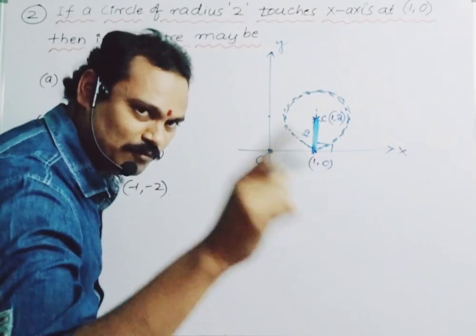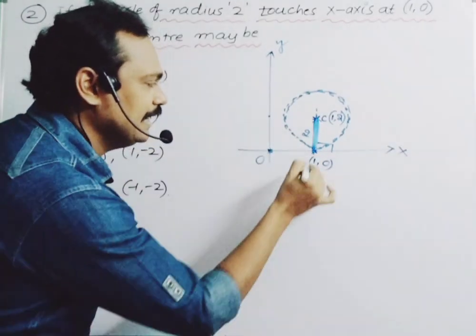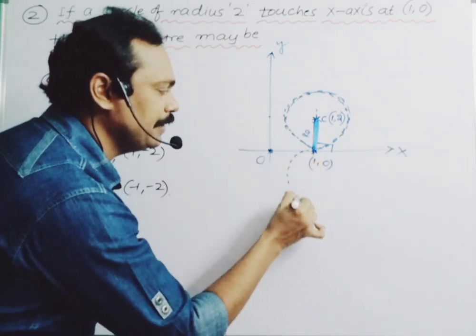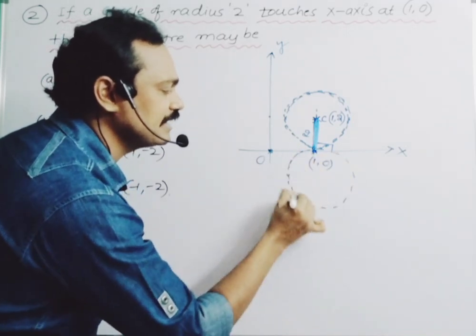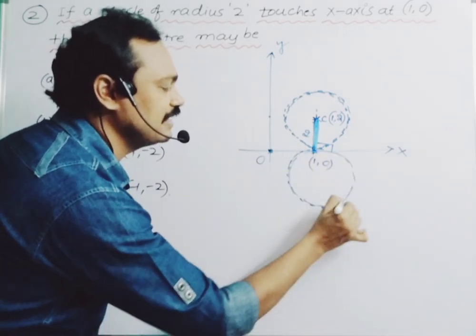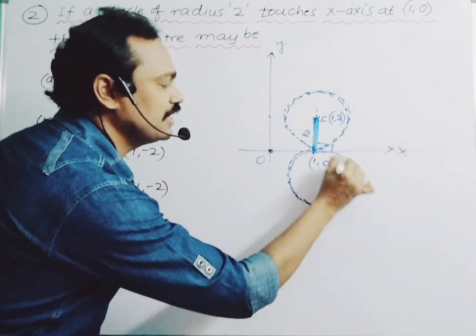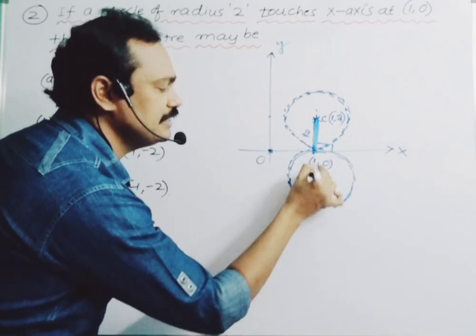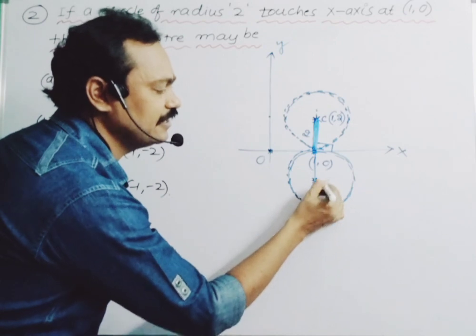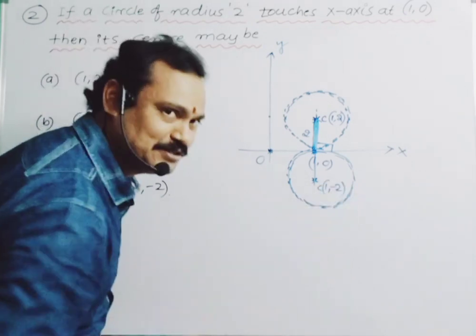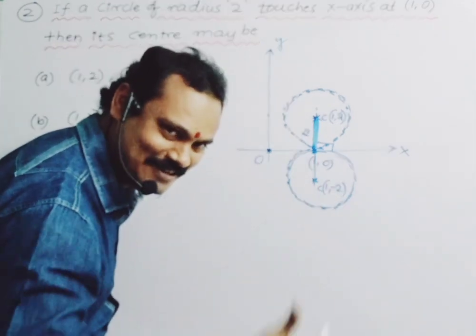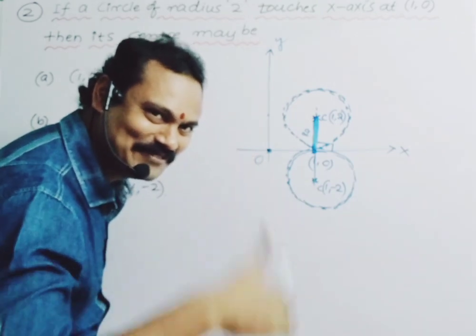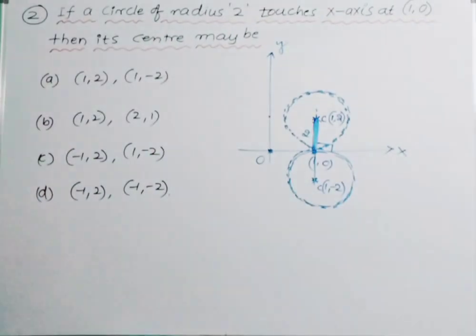There is one more possibility: the circle may be below the x-axis also. In this case, the coordinates of the center are (1, -2). That you know well. Is it clear, all of you? Yes. Very good.